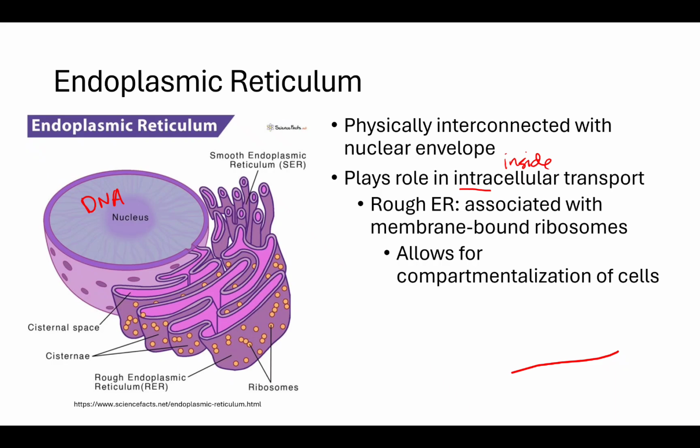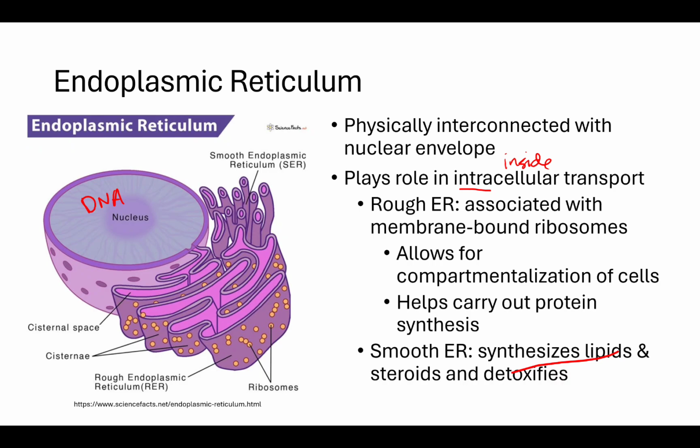It allows for you to have slightly different physical conditions than you might have in the rest of the cell. So you could have different pH. You could concentrate some proteins so that they'd be able to work on whatever you're trying to modify. And then protein synthesis and modification happens here.